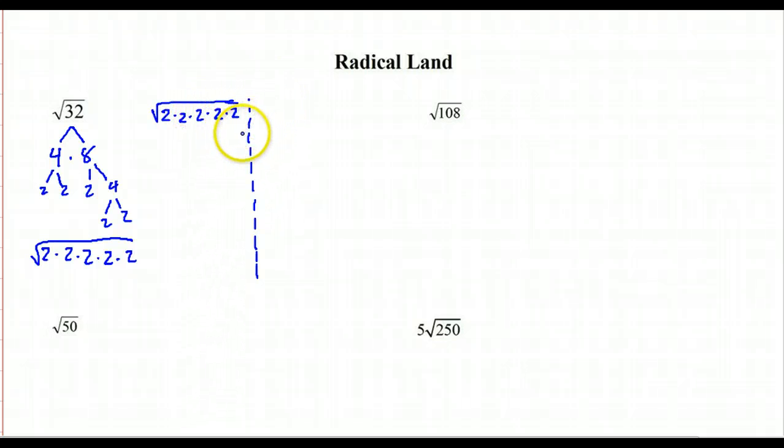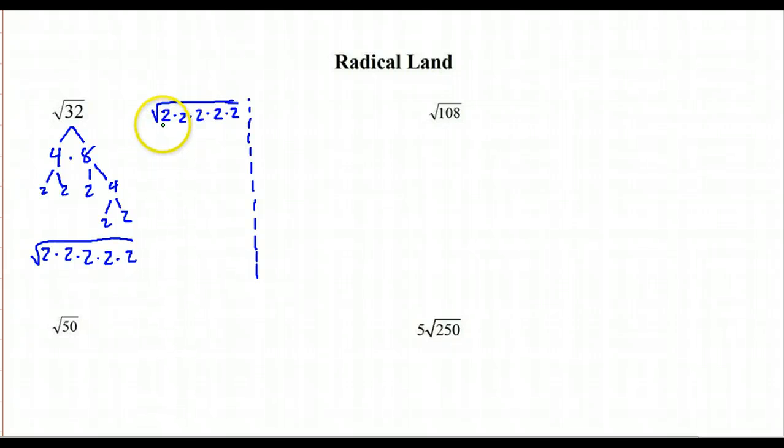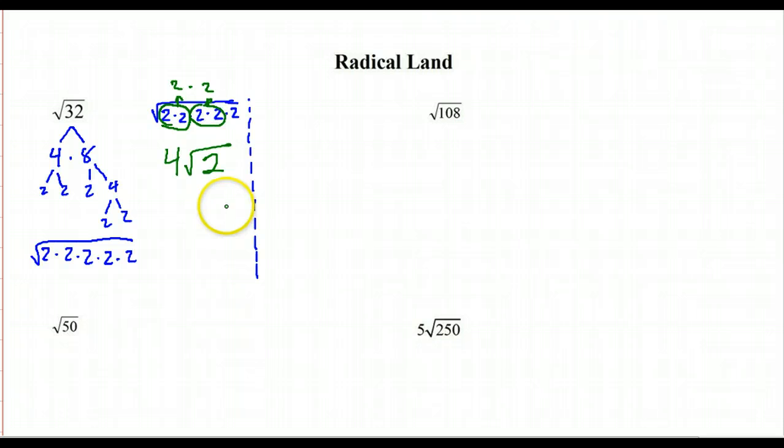and then you want to say the little rule to yourself: in radical land, it's a really bad neighborhood, so they can only come out in groups of 2. So you have to go back and circle all the pairs that they have, groups of 2. So that means this 2 can come out, this 2 can come out, but this 2, he doesn't have a buddy, he must stay in. And so on the outside we have 2 times 2, which is 4, and on the inside we have a 2. And that's the radical land method.